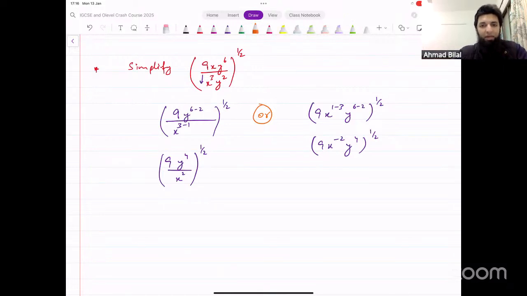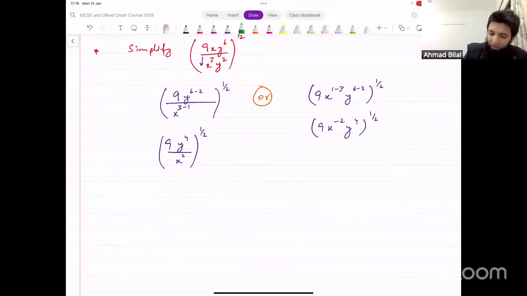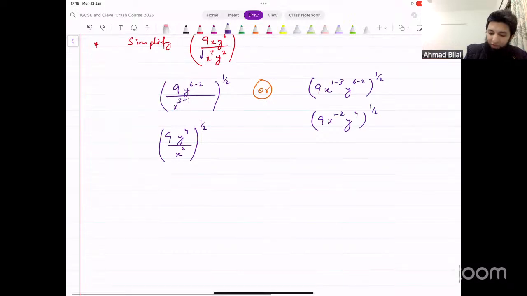Now, what do we do next after this? We have this power 1 over 2 on the whole thing, right? What do we do with that? We have to multiply that power with the powers inside. Okay. Now, this power comes on 9 first of all. That becomes 9 raised to power 1 over 2. It comes on y, and we have 4 into 1 over 2. That's 4 over 2 in a way. In the denominator, we have x raised to power 2 into 1 over 2.